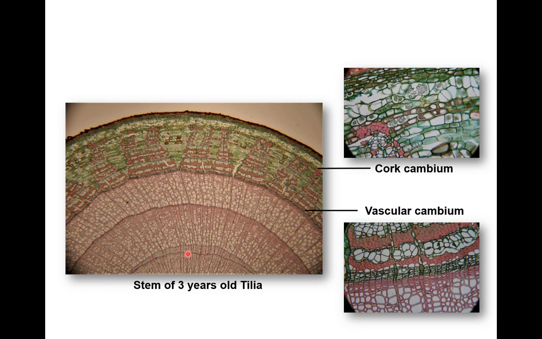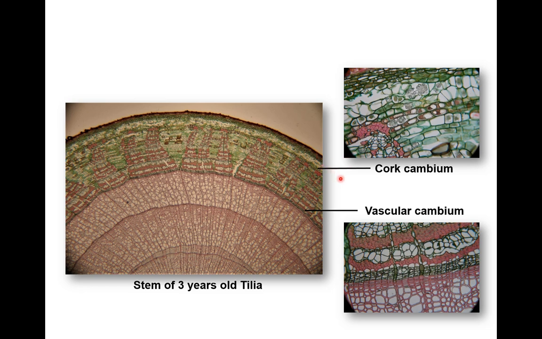All you see towards the inside is xylem. This is 3 years old, so this would have been the primary xylem, the one formed by primary growth, and all of these are secondary xylem. So this was produced in the 2nd year, this in the 3rd year. And on the other side of the vascular cambium, by the way, you have the phloem that's being produced, with the primary phloem towards the outside and the secondary phloem here towards the inside.